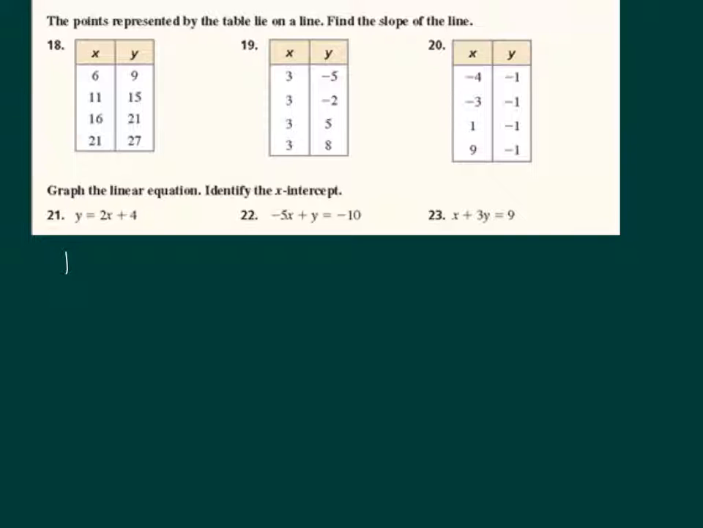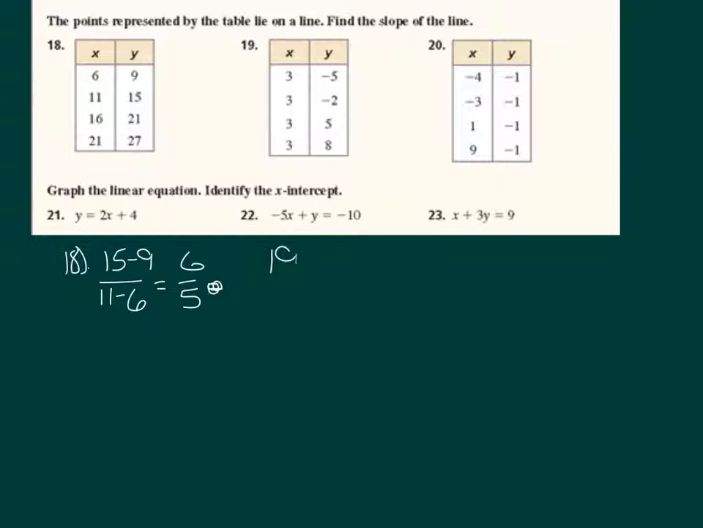For number 18, we can just pick any two coordinate points and use them to find our slope. So I'm just going to take 15 minus 9 on top over 11 minus 6. Pardon the background noise, we'll hear it off and on here. I've got to get this recorded though, so we'll go 15 minus 9 on top, we get 6. 11 minus 6 on bottom, we get 5. And that would be our solution. So 6 over 5 is our slope.